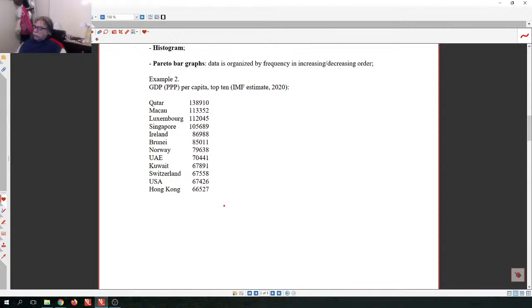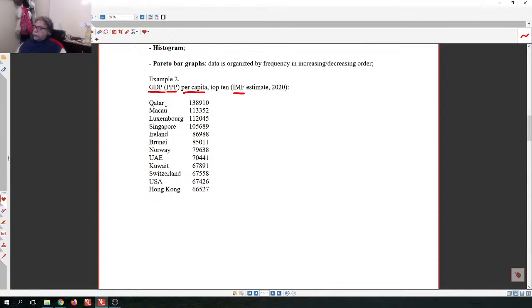Okay, so here I have the 2020 estimate by the International Monetary Fund in terms of GDP per capita, and it was done by using purchasing power parity, meaning that you're not just looking at gross domestic product per capita, but you're also using what people in those countries can buy with that kind of money. So it's adjusted, not a raw GDP per capita.